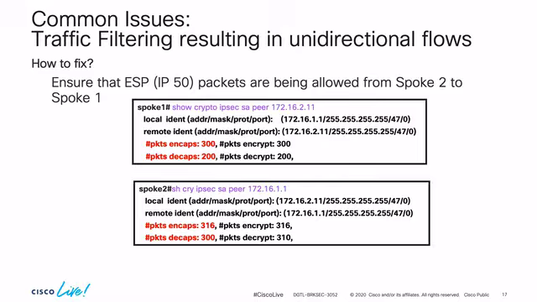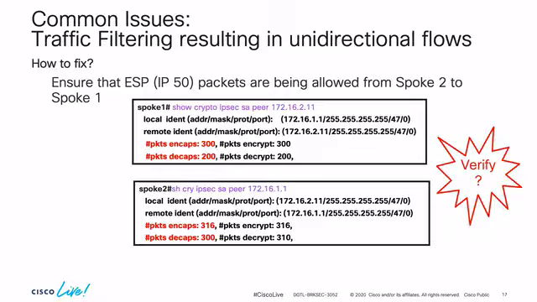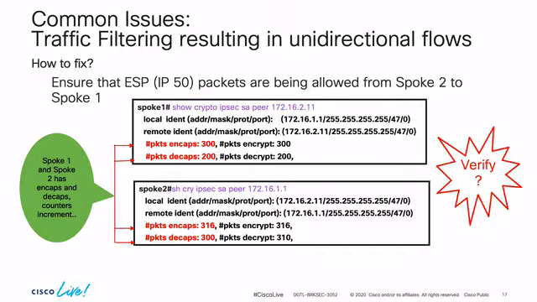Once we do this, how do we verify that the problem has been sorted? We run the show crypto ipsec sa peer command on spoke 1. What we see here is that the packet encaps and the packet decaps on spoke 1 actually increment, versus what we saw when there was a problem, where the packet decaps on spoke 1 was 0.